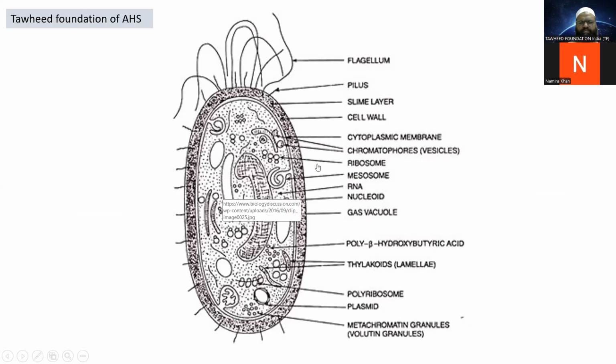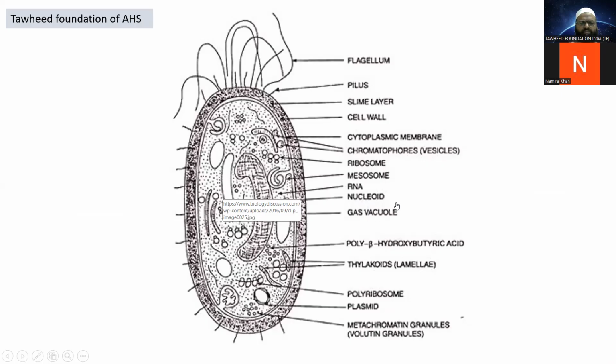Mesosomes are infoldings of the plasma membrane. Proposed roles include cellular respiration, DNA replication, and distribution during cell division. Then RNA. RNA is messenger and ribosomal RNA involved in protein synthesis. Then nucleoid. Nucleoid is an irregularly shaped region containing the bacterial chromosome, which is circular DNA, and it is not enclosed by a membrane. It is the genetic control center of the cell.